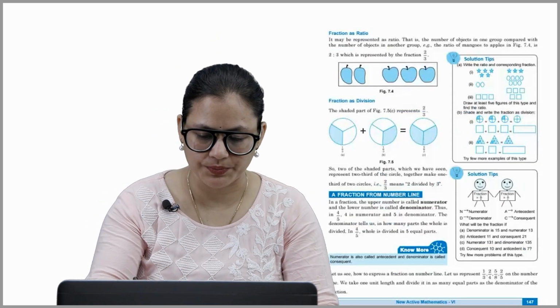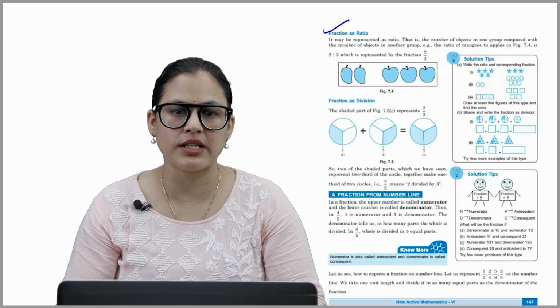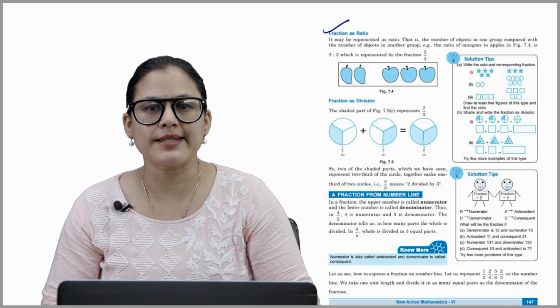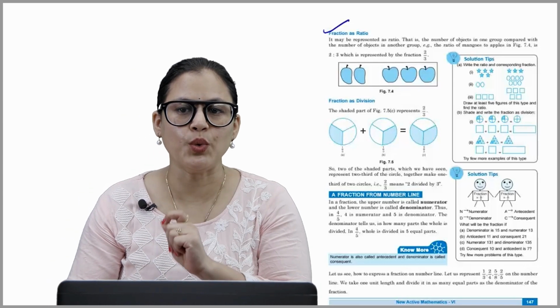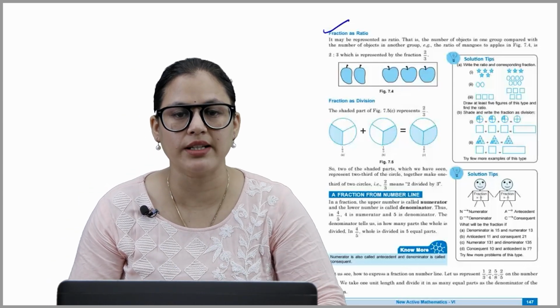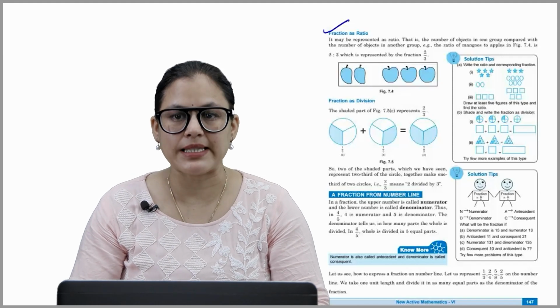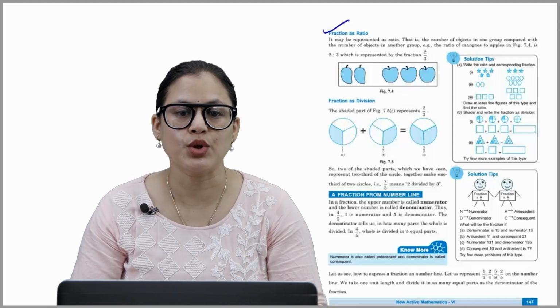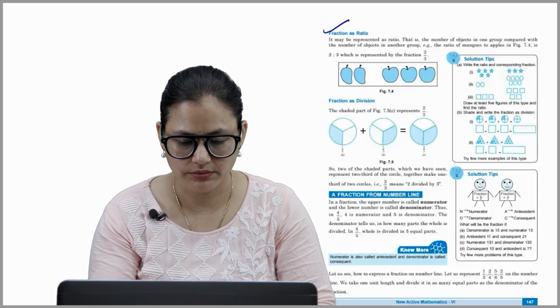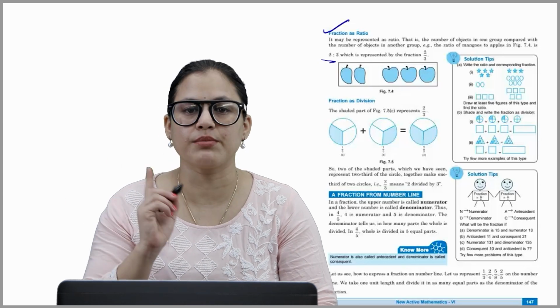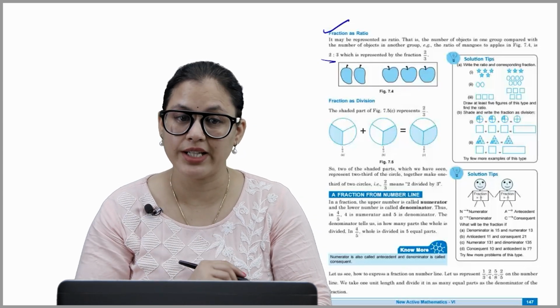Fraction as a ratio. It may be represented as a ratio. That is the number of objects in one group compared with the number of objects in another group. Example, the ratio of mangoes to apples in figure 7.4 is 2:3. Have a look, which is represented by the fraction 2/3, right?